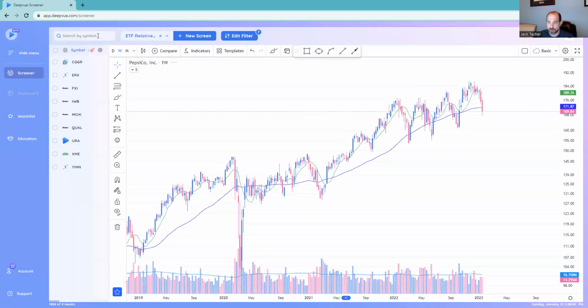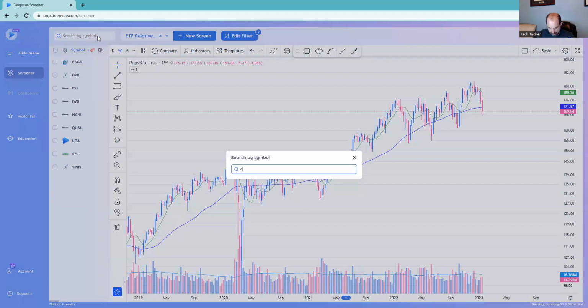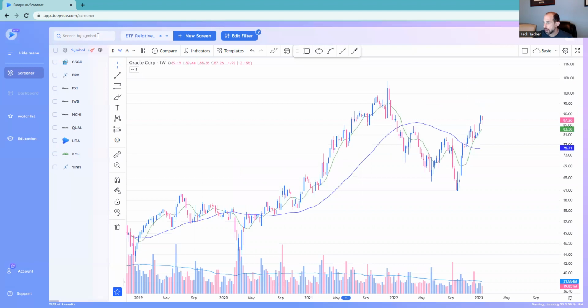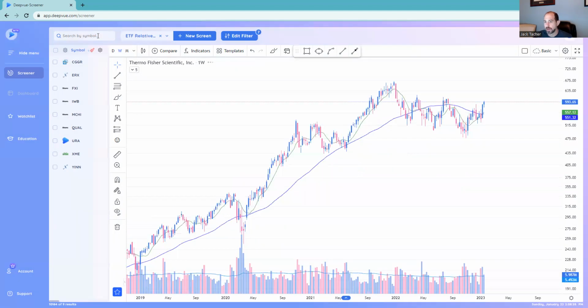Pepsi, I guess would be, it looks a lot like Coke. Yep, breaking down. Oracle, ORCL. It's a software name. Looks better than most. Something to take note of. Thermo Fisher, it is in the healthcare sector. Doing okay. So maybe the scientific instruments are doing okay, right? That's what this is kind of telling us.